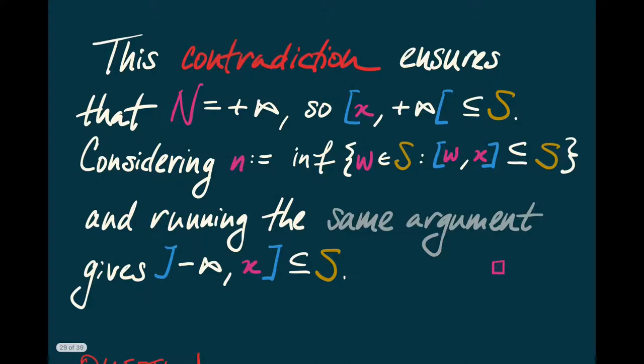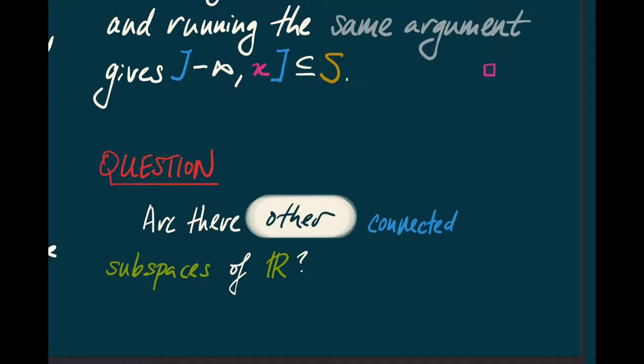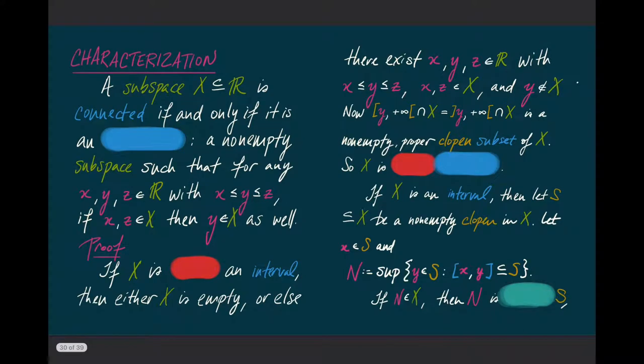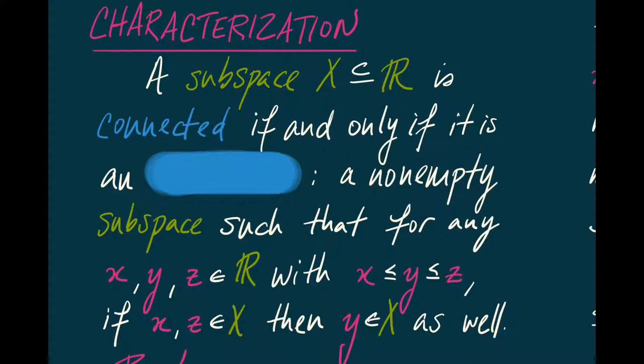So the real line is itself connected, and we can ask whether there are any other connected subspaces of R. And the answer is not only yes, but we can in fact characterize the subspaces of R that are connected. Here's that characterization. A subspace X of R is connected if and only if it is an interval.